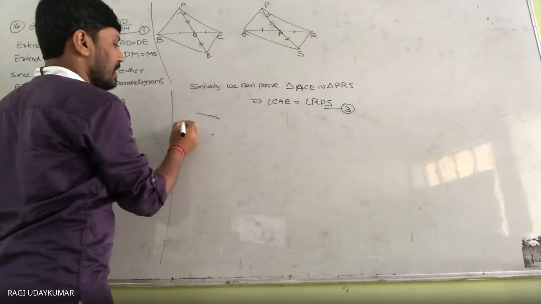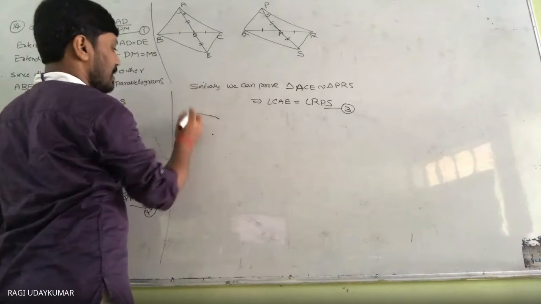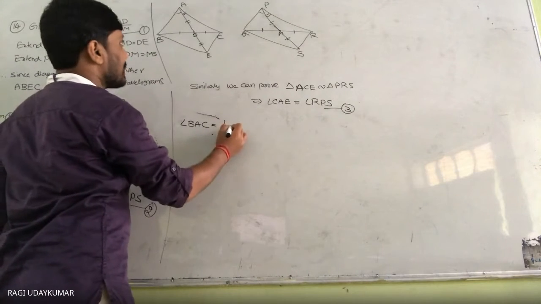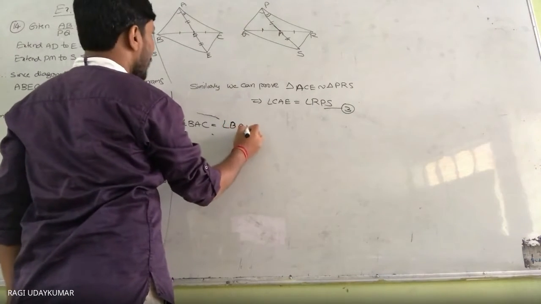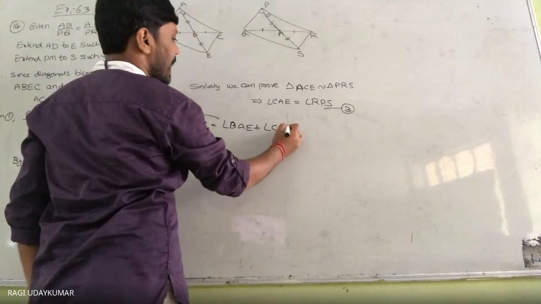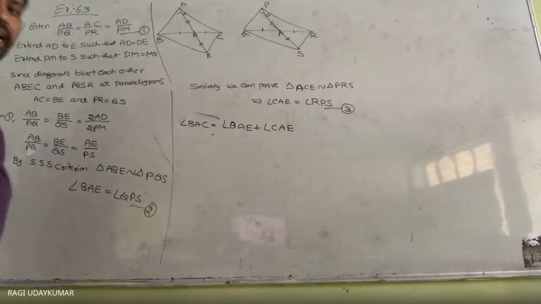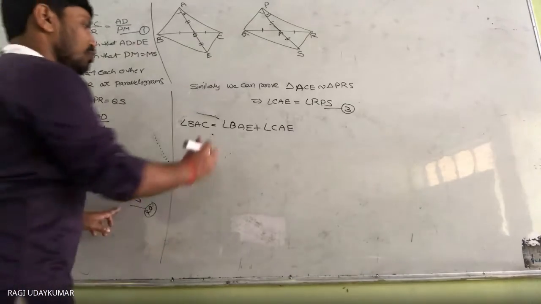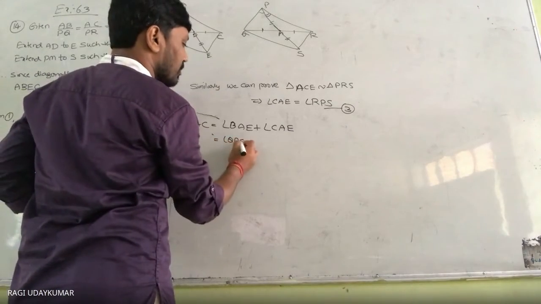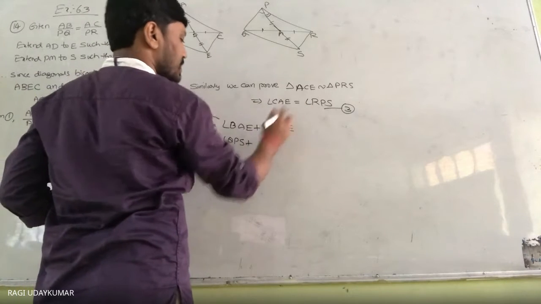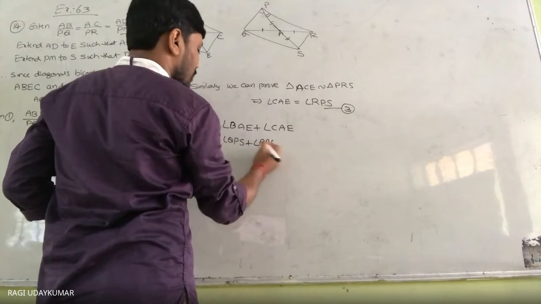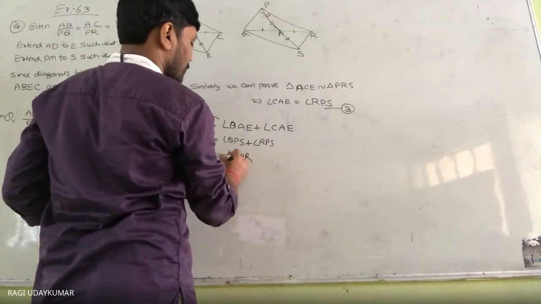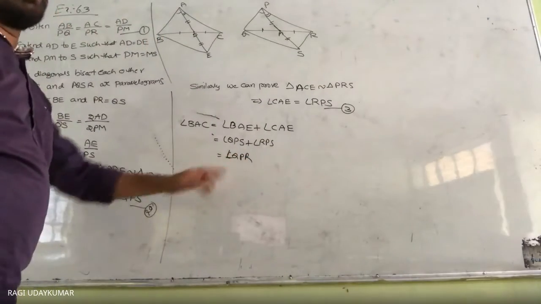Otherwise, we need to take this angle BAC that I am considering. I have split it, writing BAE plus CAE. Can I write like that? BAE plus CAE. BAE is equal to QPS, so write QPS here and CAE here. CAE is equal to RPS. So the sum of these two angles is equal to QPR. Angle BAC is equal to angle QPR.